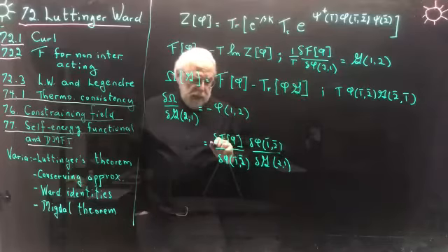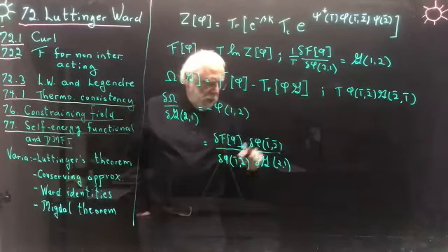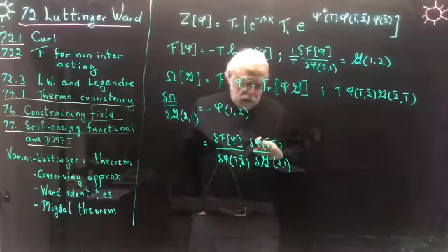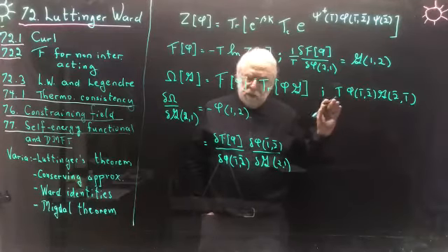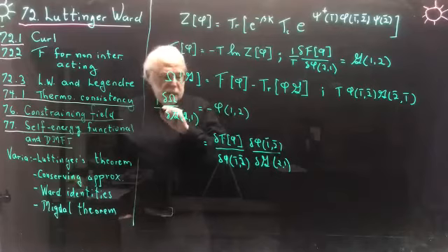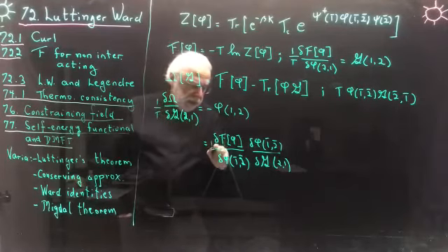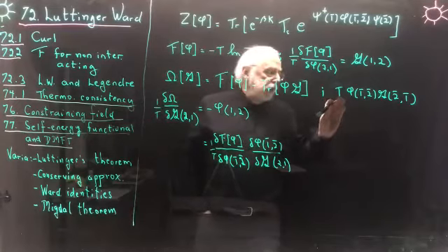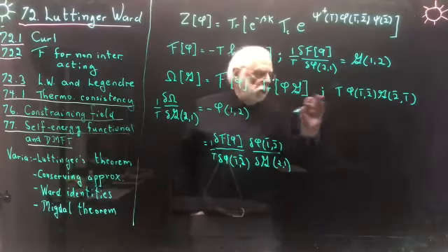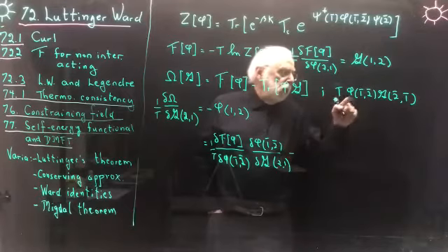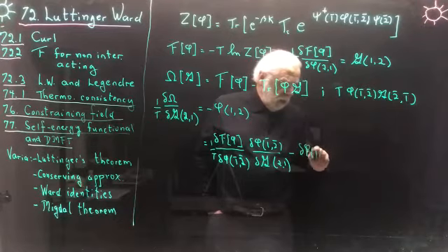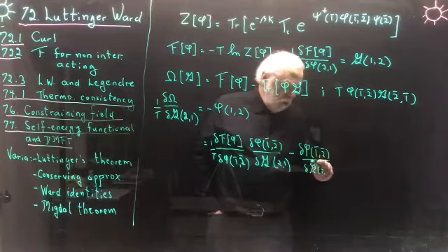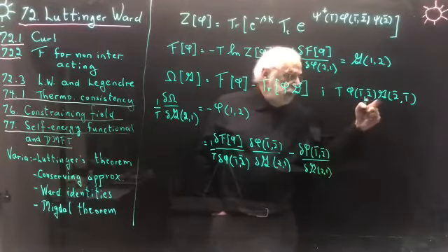So I need the 1 over T. Let me do it this way. So that's the first piece. Then I have to functionally differentiate this, and there are two contributions. So I will do 1 over T here, and then 1 over T here. And then that will get rid of this T. And when I take the trace, I get minus. So I functionally differentiate this first: delta phi 1 bar 2 bar over delta G 2, 1 times G 2 bar 1 bar.